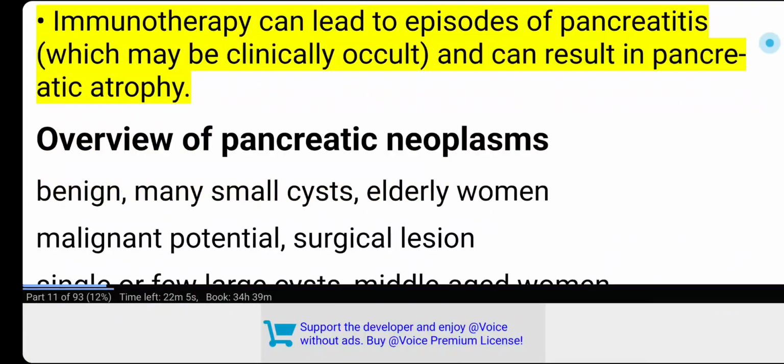Immunotherapy-related changes. Immunotherapy can lead to episodes of pancreatitis, which may be clinically occult and can result in pancreatic atrophy.